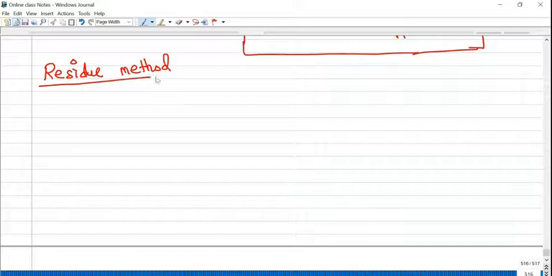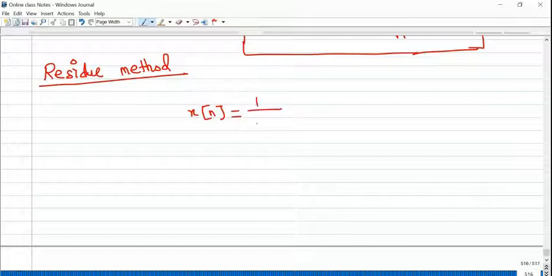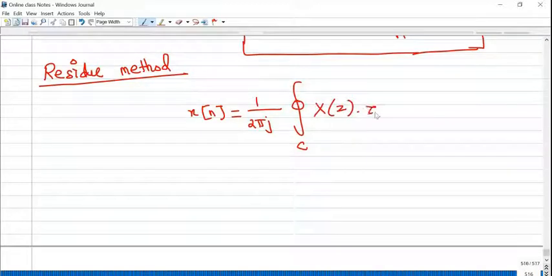Residue method. So usually the inverse Z transform fundamental formula is 1 divided by 2 pi j. Comparing Z transform and DTFT, there is a separate derivation available. It's a closed contour integral of X of z, z power n minus 1 dz. So this is actually the inverse Z transform formula, but we are not going to use this particular formula.